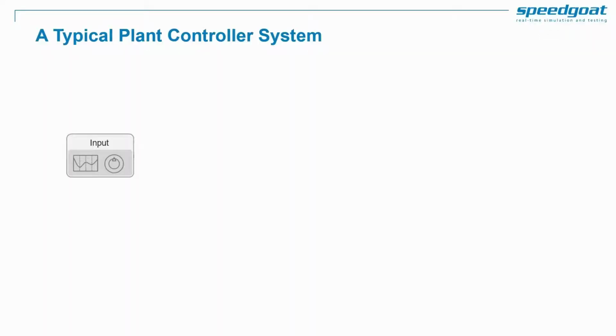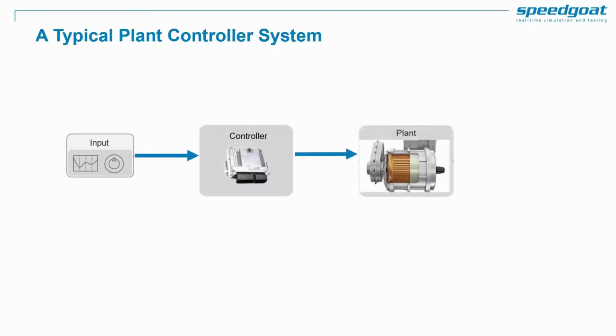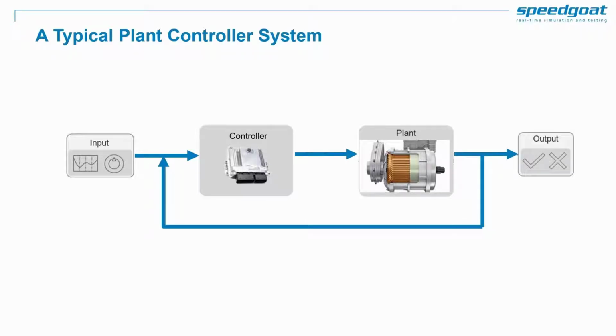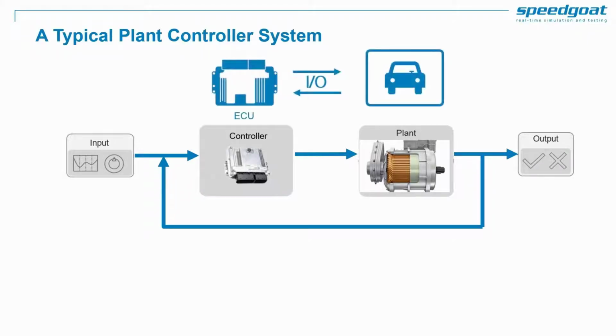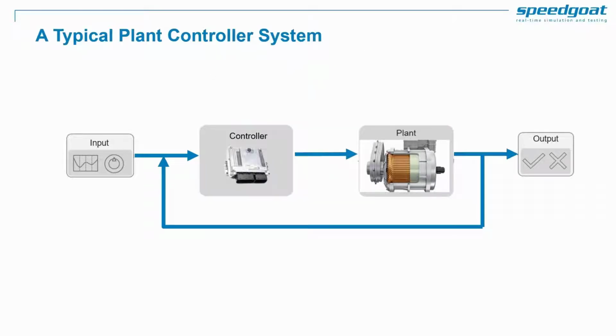A typical plant controller system consists of an input signal which is applied to the controller, which controls the signal fed to the plant, and in a closed loop system is connected to the output. Let's say you want to design the controller which controls the plant. This could be an ECU for a car, a FADEC for an aircraft, a PLC for your electric power system, a motor controller for your electric motor, or just about any other controller used in your industry.